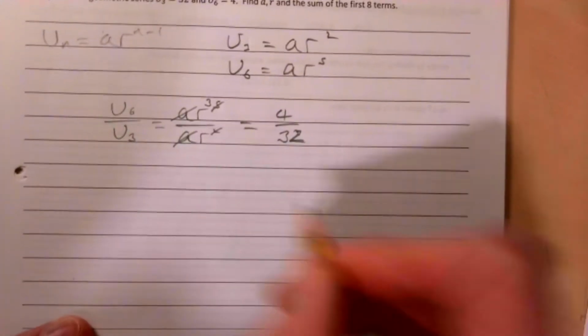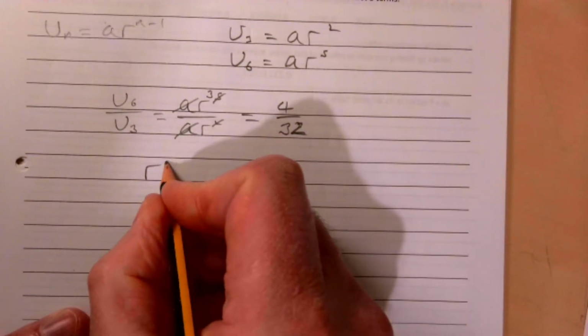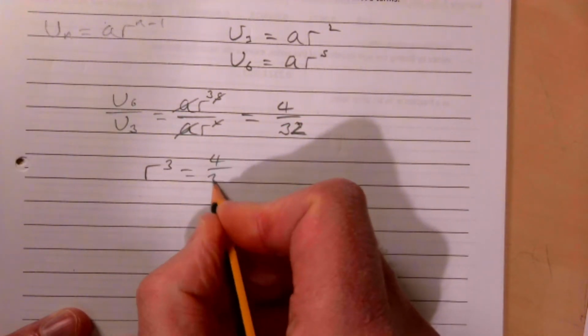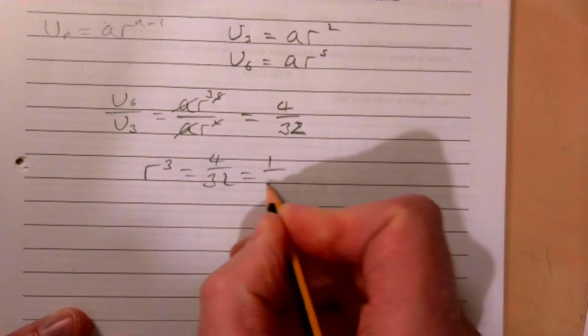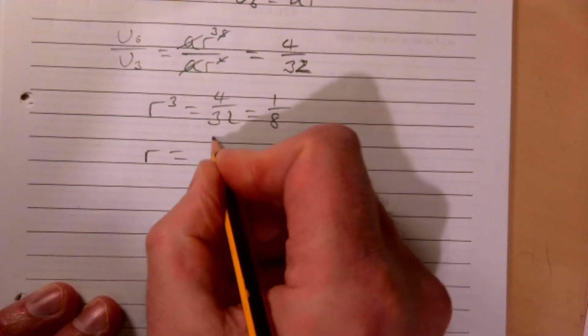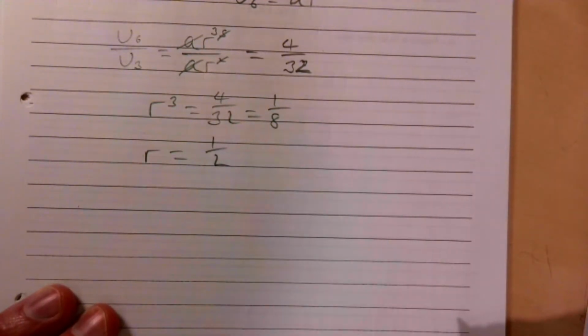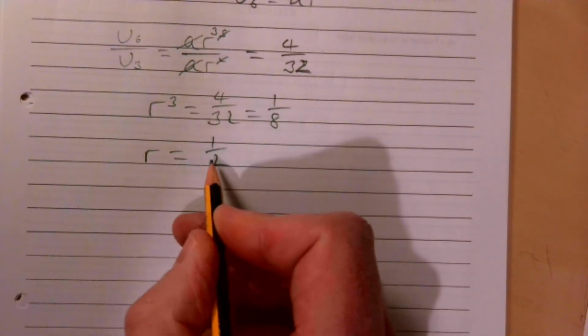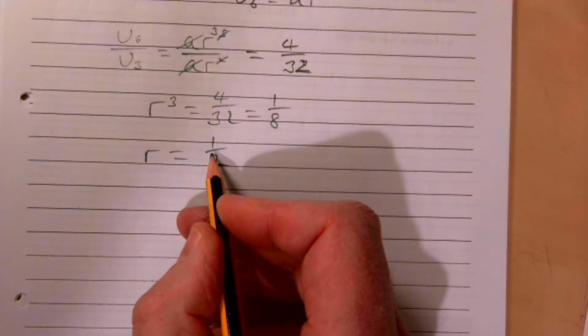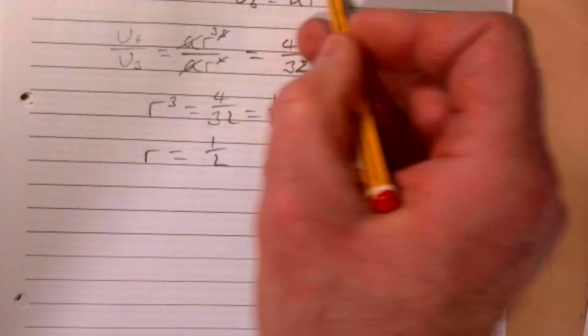So what do I know? I know that R cubed, because that's what I'm left with here, is 4 over 32. That cancels down then to an 8, which is handy. Taking the cube root then, that means R is a half. So we've found our common ratio. It's multiplied by a half every single time. Let's sub it back into one of these and see if we can work it out.